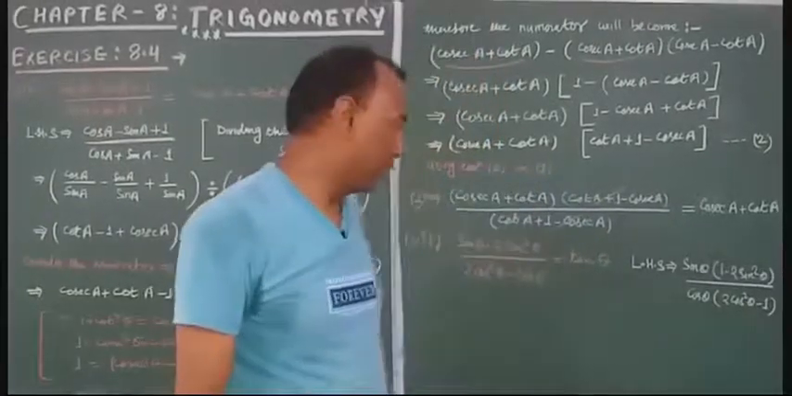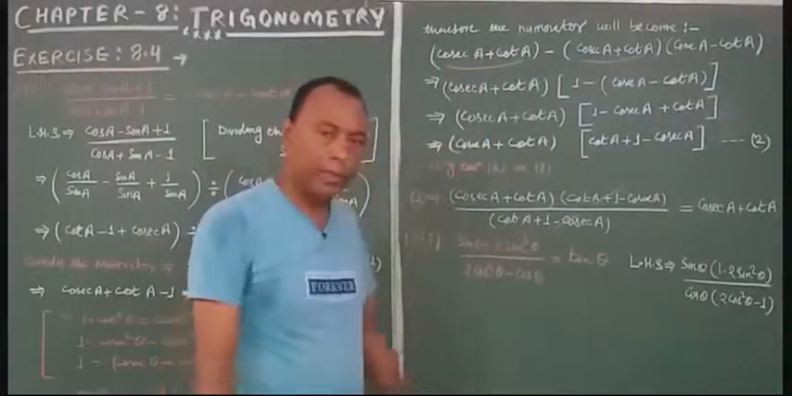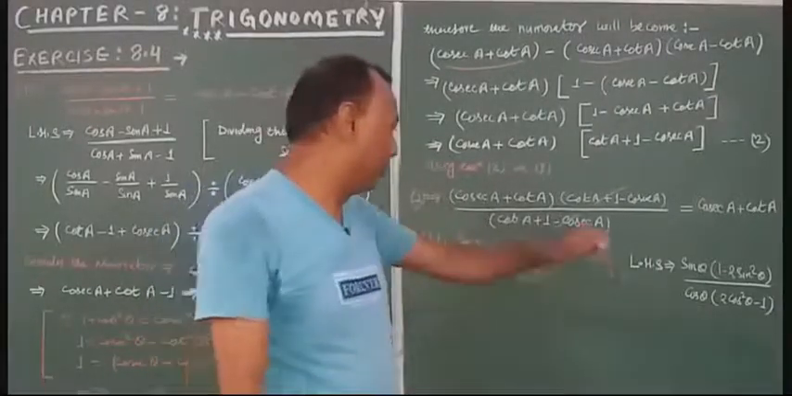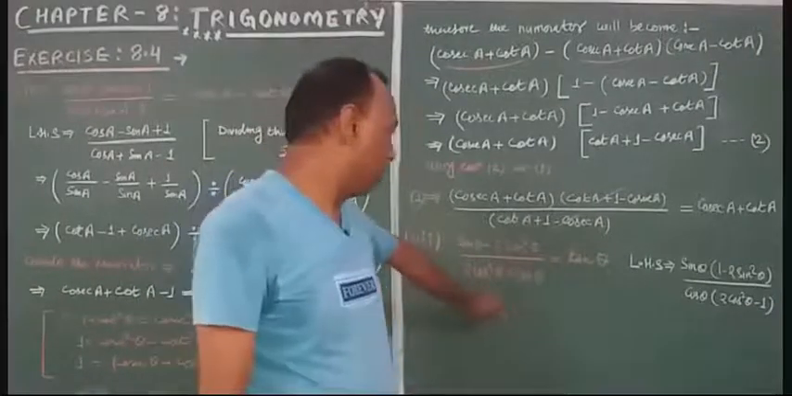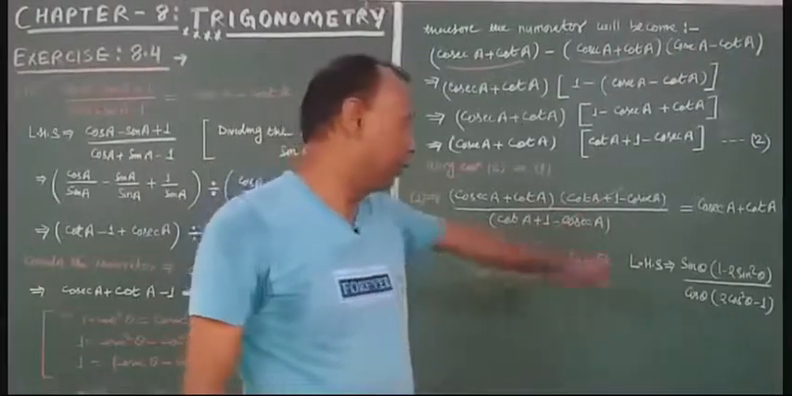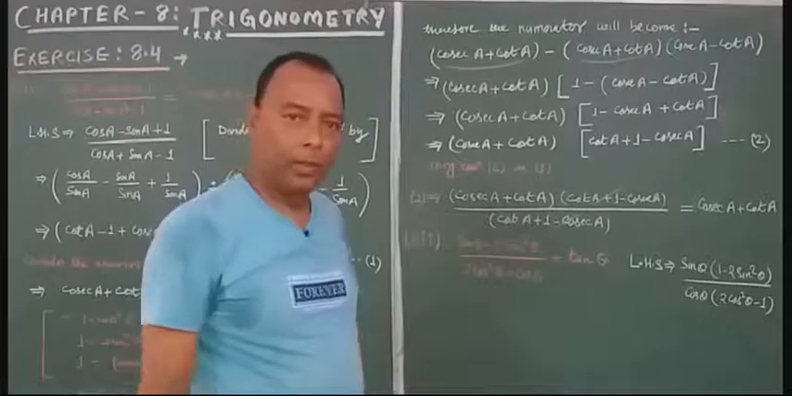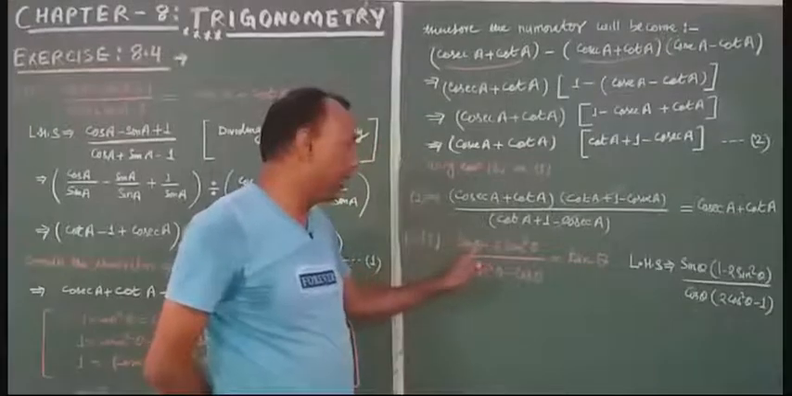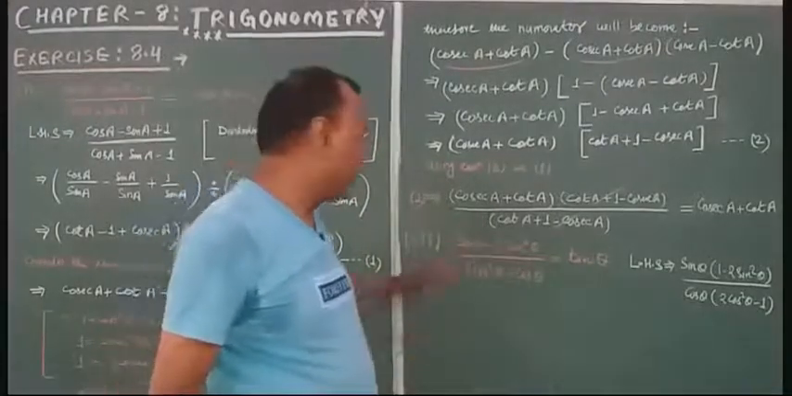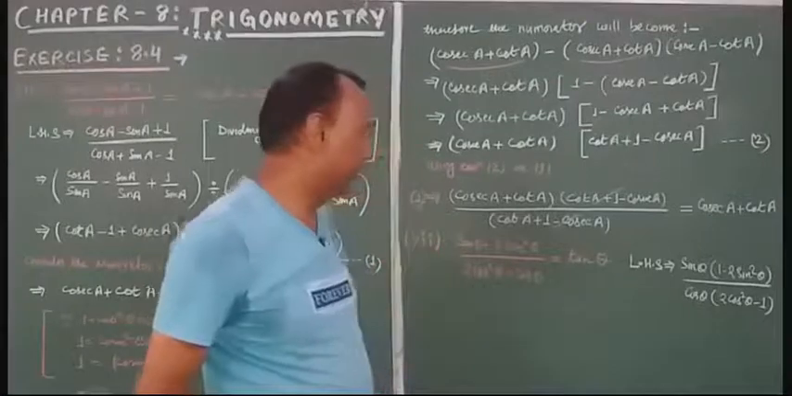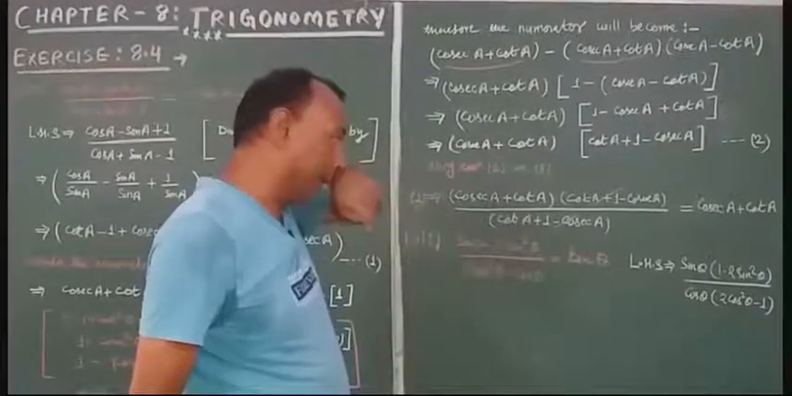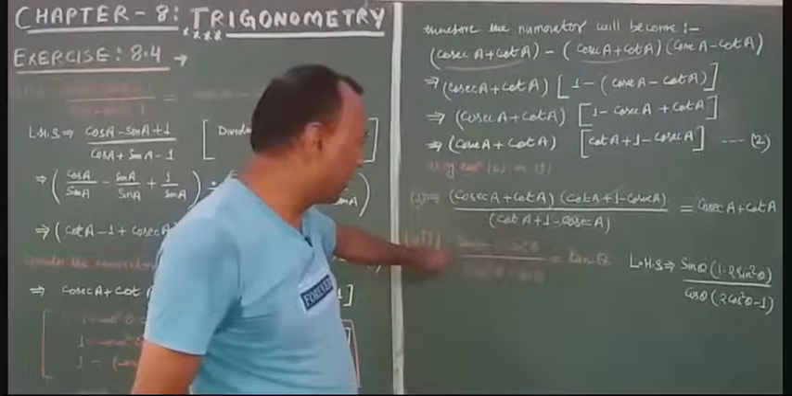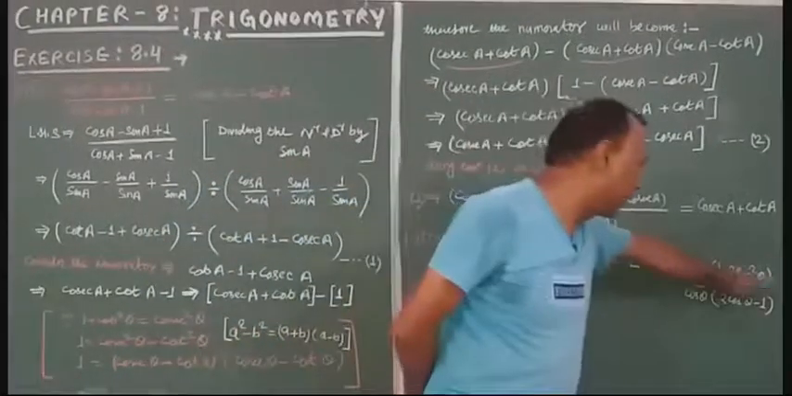Now just look at the seventh part of question number 5. Prove that (sin theta minus 2 sin cube theta) divided by (2 cos cube theta minus cos theta) is equal to tan theta. Just take left hand side. Look in the numerator. Sin theta is common there. So sin theta we can take outside in the numerator. What you will get? Sin theta, and inside the bracket 1 minus 2 sin square theta.